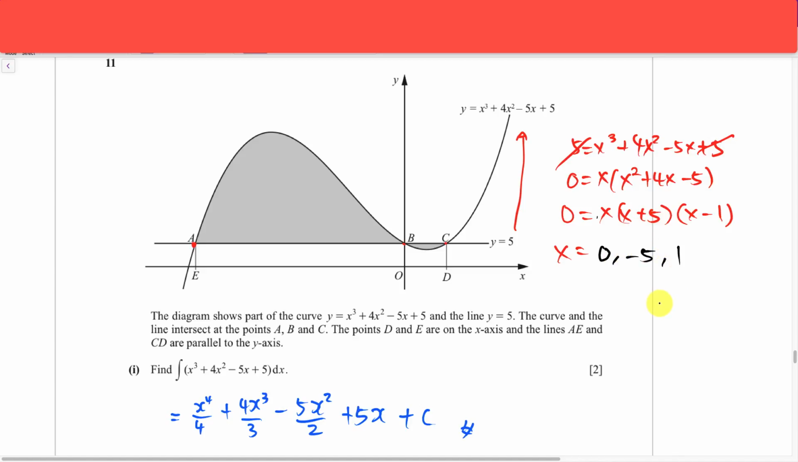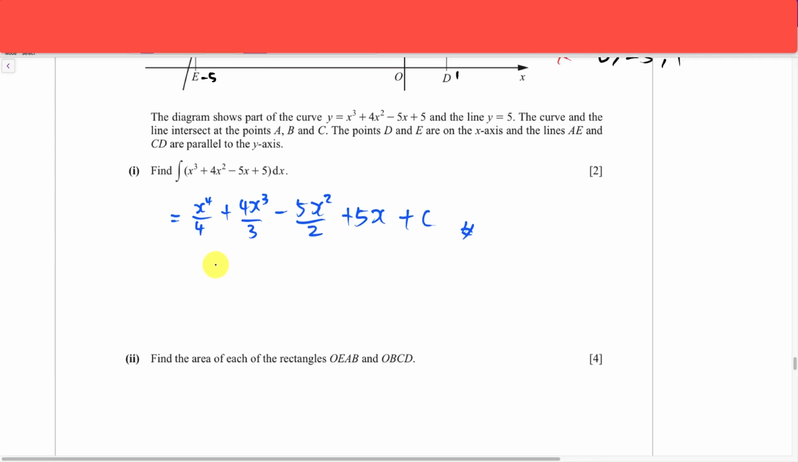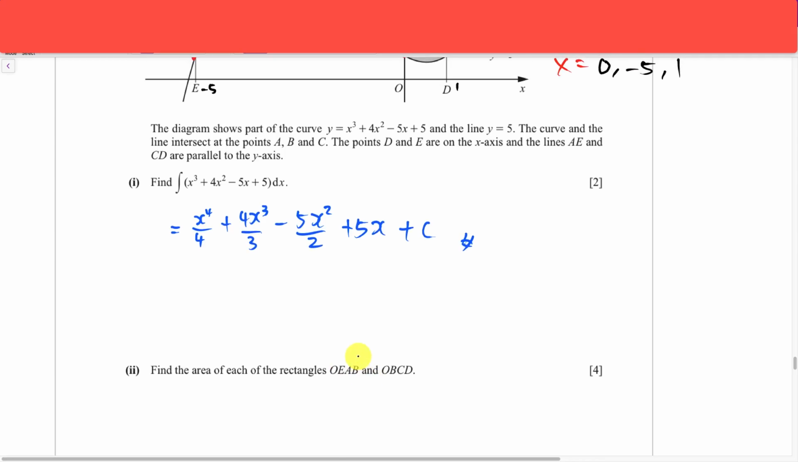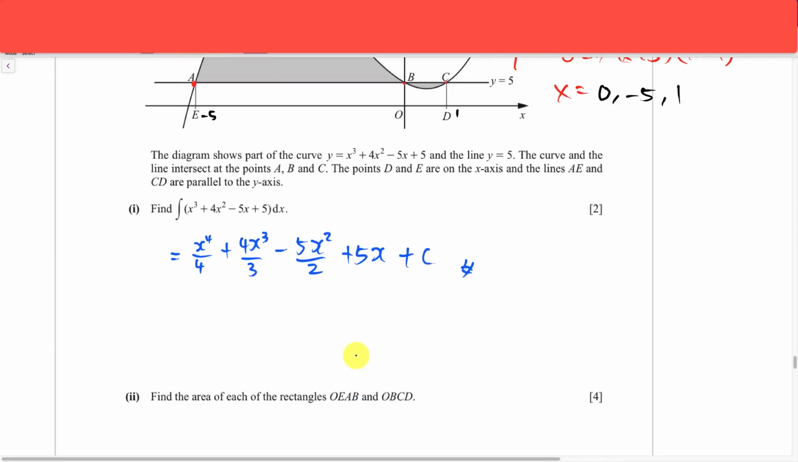So I should have 0 is for B, correct. 1 for D, correct. This one should be negative 5. Alright, so I want to find an area of rectangle OEAB. I think the OEAB is the first one. Okay, so OEAB, simple. Here is 5 units, here is 5 units, so OEAB is just 5 multiplied by 5. It just equals to 25.